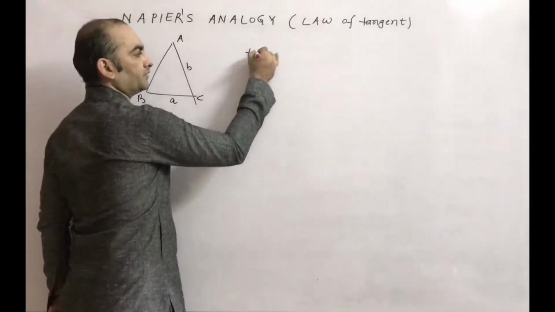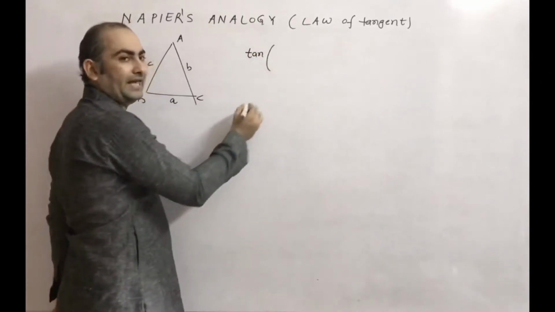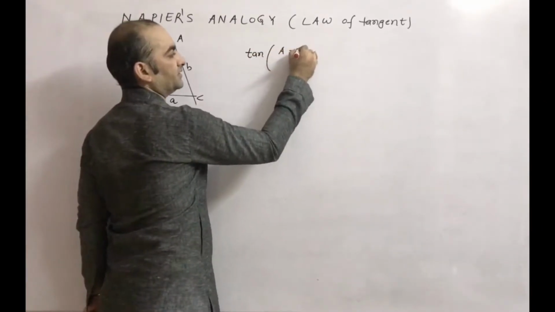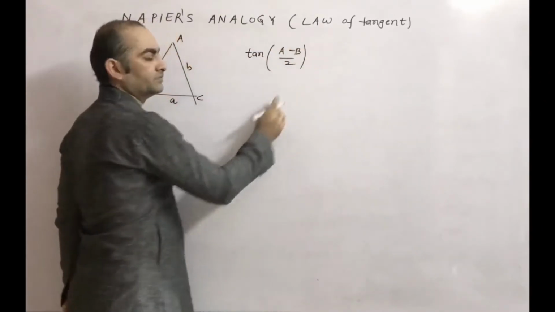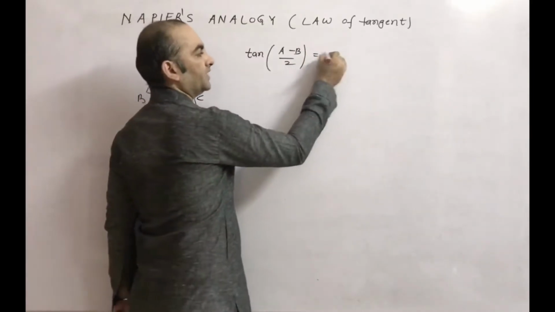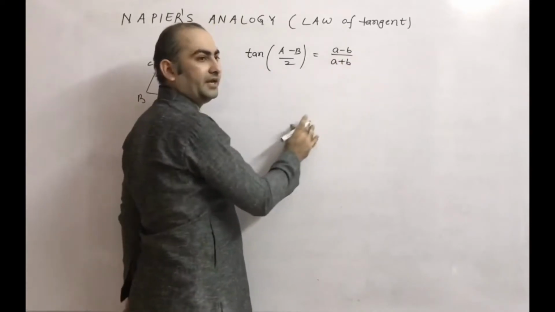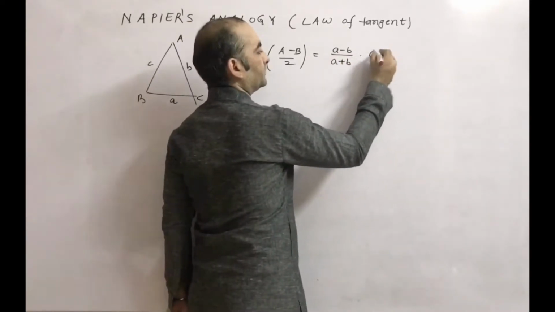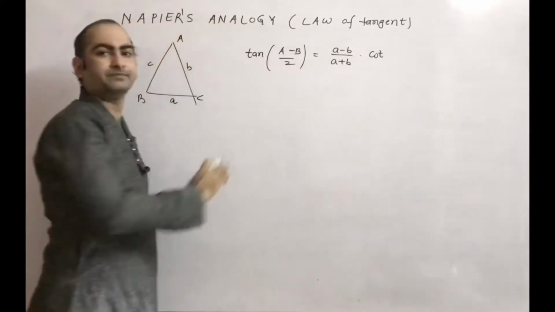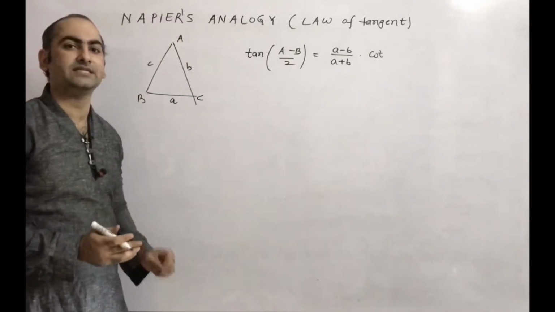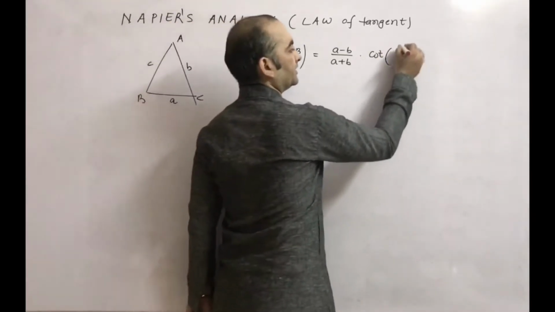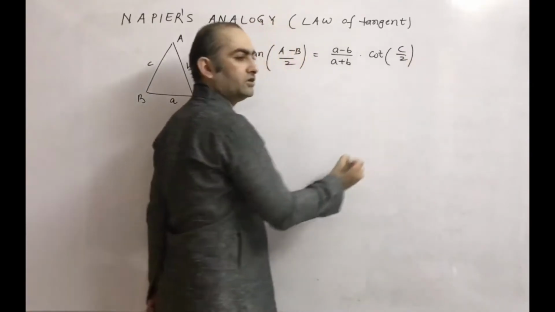Tan of (A minus B) divided by 2 is equal to (a minus b) divided by (a plus b) into cot of, here we have A and B angles, so the remaining angle is C, cot of C by 2. This is called Napier formula.